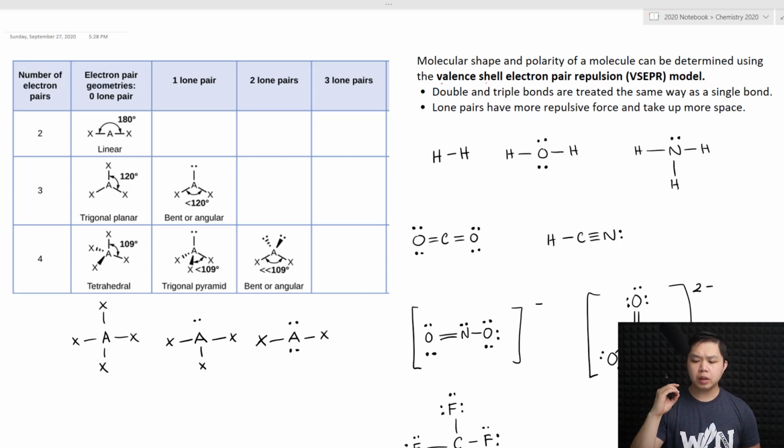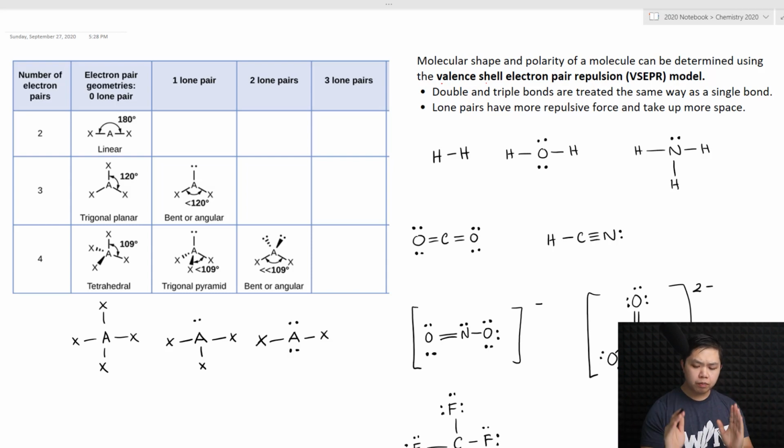Well, we use this particular molecular model theory, and that is called the VSEPR model. VSEPR is an abbreviation for valence shell electron pair repulsion. Based on the VSEPR theory, double bonds and triple bonds are treated the same way as single bonds. But the lone pair, remember, we talk about electrons, they repel each other. So the lone pair electrons that are not involved in bonding, like this one, take up more space and have more repulsive forces. Therefore, it's going to affect the overall shape of a molecule.